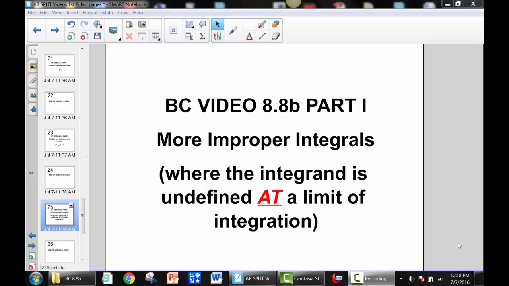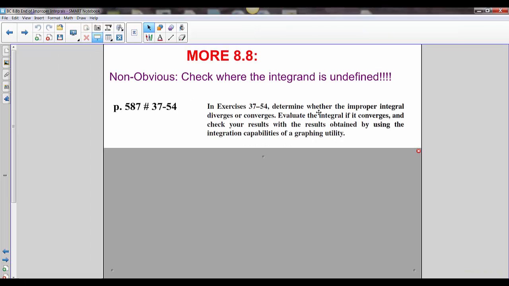To video 8.8b, part 1, more improper integrals. This is where the integrand is undefined at a limit of integration. Check where the integrand is undefined, and let's say it's undefined at 2. Check and see if either one of the limits of integration is 2 or if 2 is between the two limits of integration. So this is numbers 37 through 54.